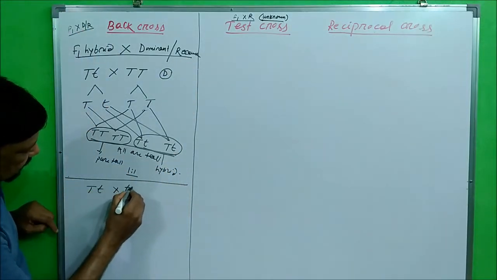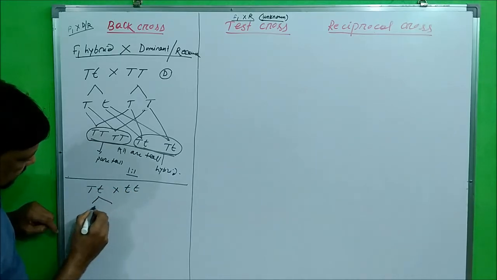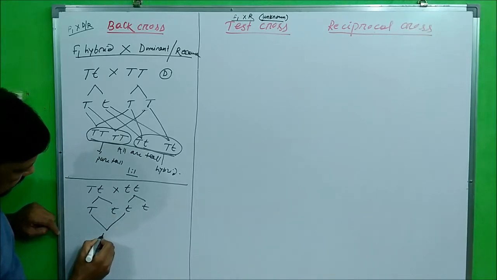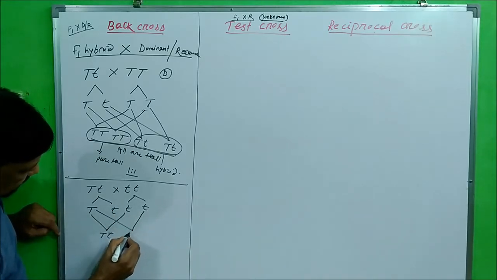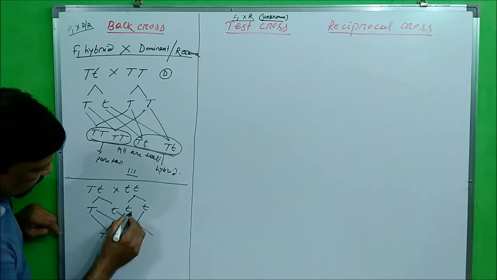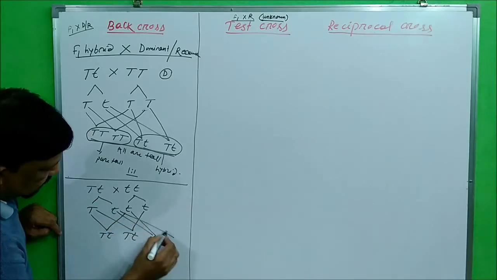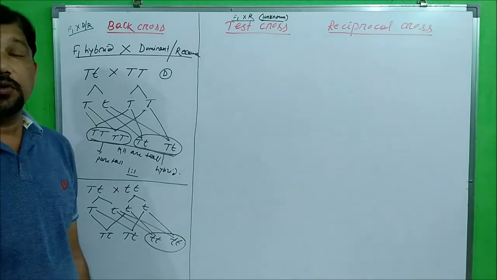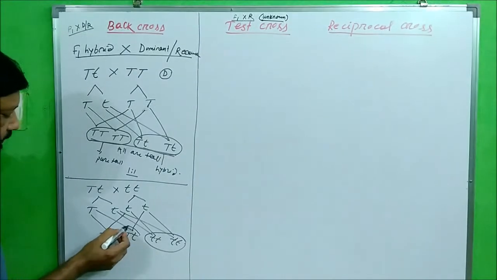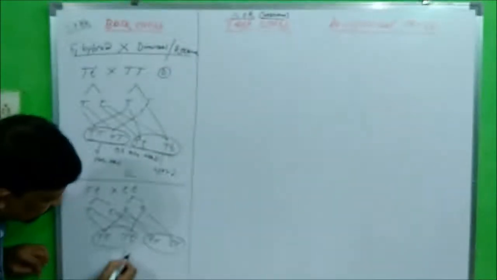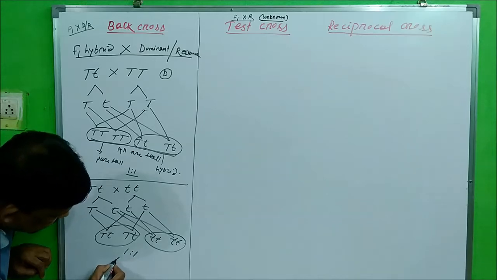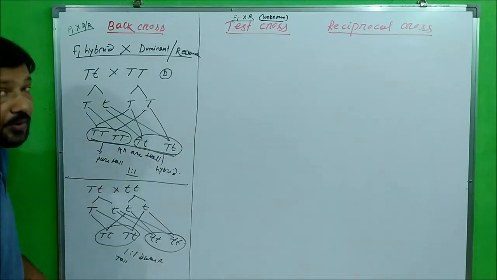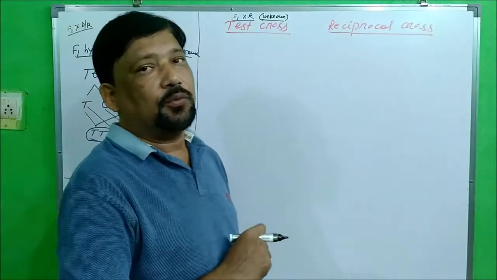So when this test is conducted with a recessive parent, Tt crossed with tt, you will get Tt, tt, Tt, Tt, tt, tt. Here you will get two dwarf varieties and two tall varieties, 1:1. One is tall and another is dwarf. So tall dwarf ratio you will get 1:1.